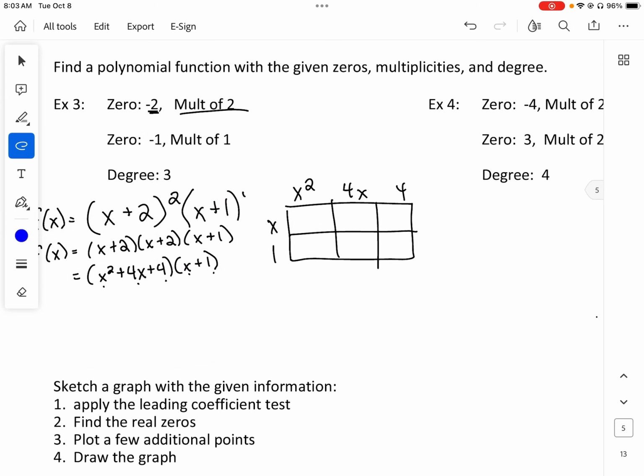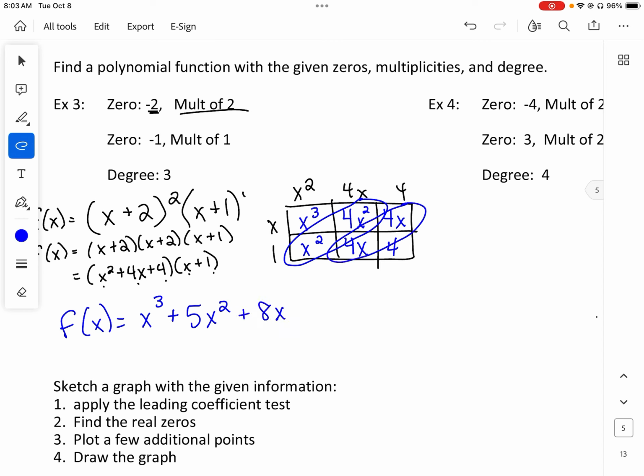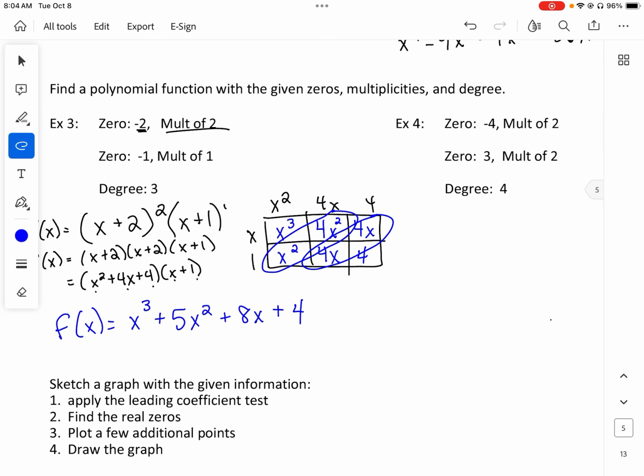So then you would multiply x squared and x make x cubed. 4x and x make 4x squared. 4 times x is 4x. 1 times x squared is x squared. 1 times 4x, so whenever you multiply by 1, they're just going to come down and be the same thing. All right, and so our final answer, let's put our biggest exponent first, and then combine. And so that would be our polynomial. Okay, let's go to the next one.